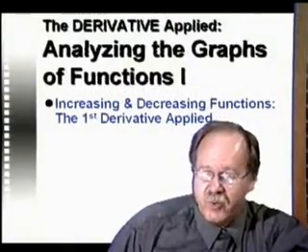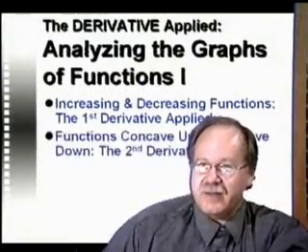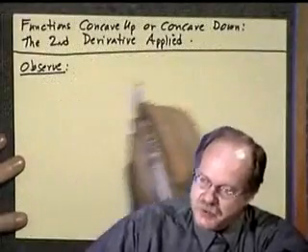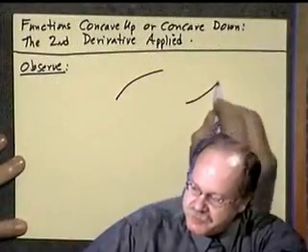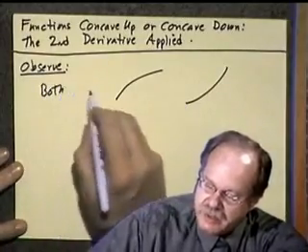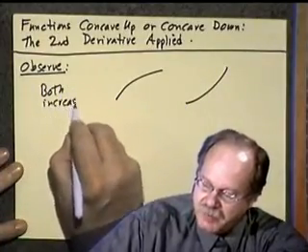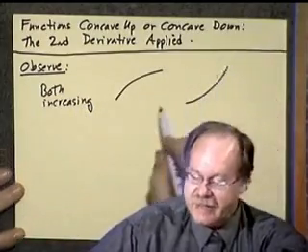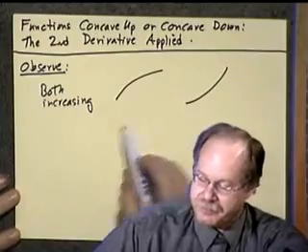As our next stage, we'll look at functions concave up or concave down. This is where the second derivative is applied. Now this will begin with an observation that'll give us a reason for looking at the second derivative. Observe these two curves. Now they're both increasing. So they are both increasing curves. But they're obviously different. This one bends downward, this one bends upward. It would be nice to be able to distinguish them.